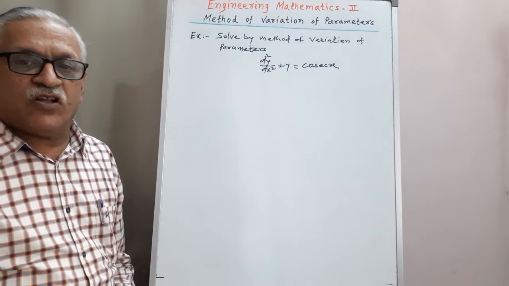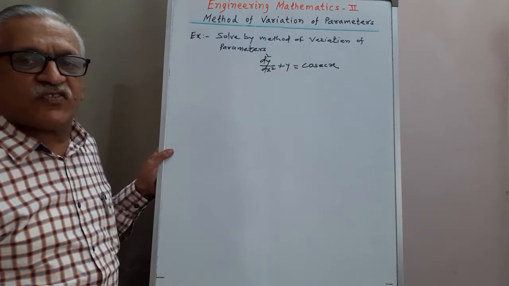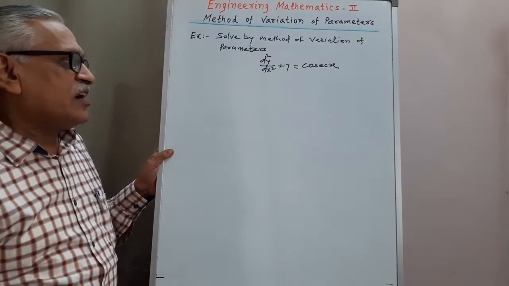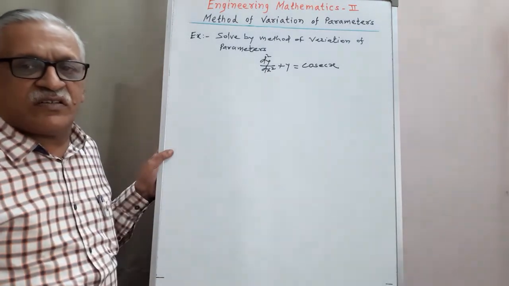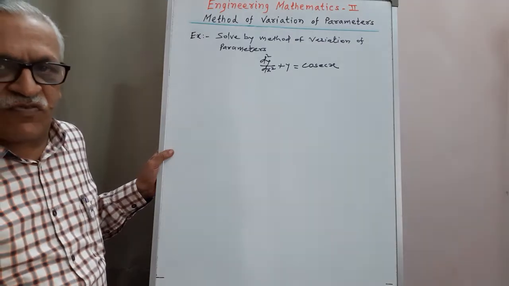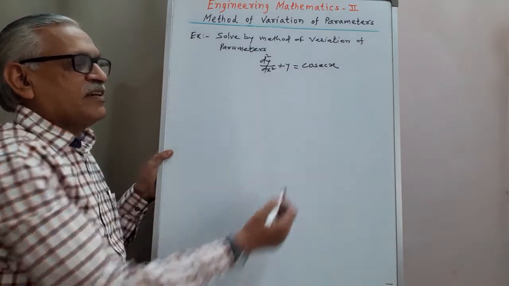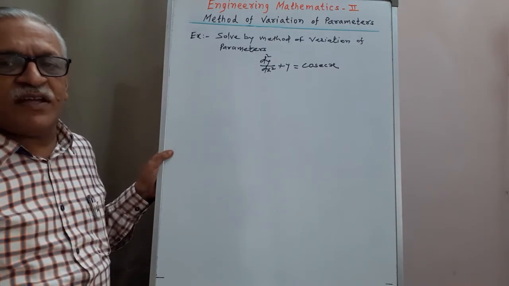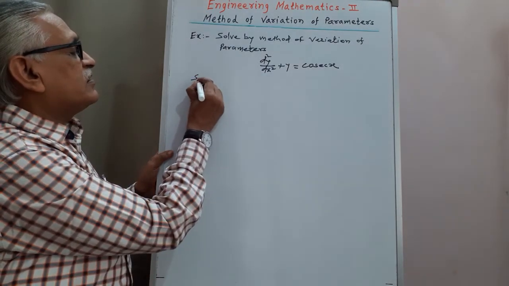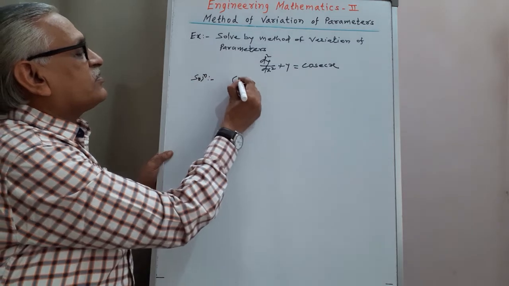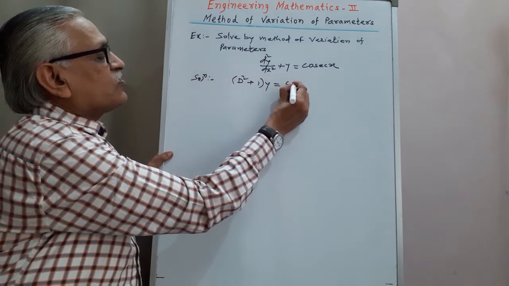Then we try to solve an example on this method of variation of parameter. First example: solve by the method of variation of parameter, d2y by dx square plus y equals cosec x. The given differential equation is of order 2 and the right hand side is cosec x. It does not come under any shortcut form. Whatever the previous 6 cases I have discussed, it does not come under any form, and that's why we need to apply this method of variation of parameter to obtain the solution. In symbolic form, it is (D square plus 1) y equals cosec x.